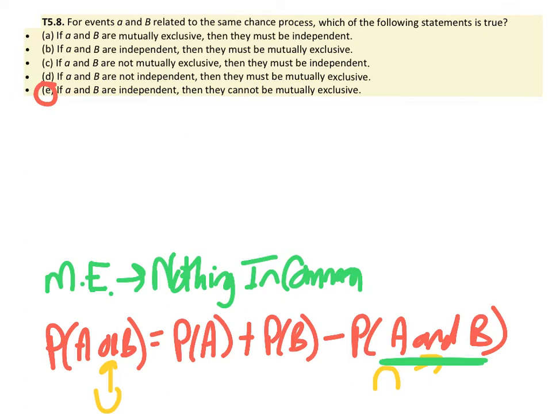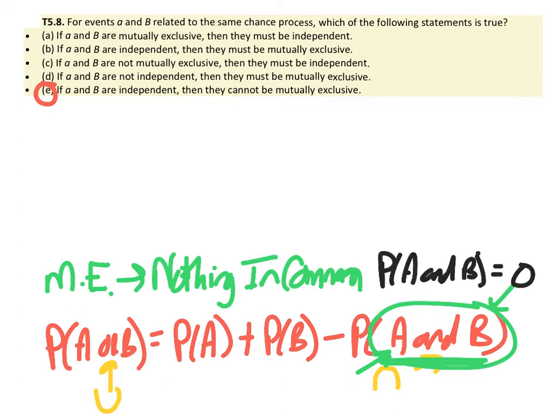If they have nothing in common, then to find the probability of A and B, in our example, let's say set A was I'm a male, set B, I get pregnant. What's the probability I'm a boy and I get pregnant? It's not going to happen. So if you're mutually exclusive, what you're going to notice is the probability of A and B would have to be 0. Okay, then you want to think about the independence.